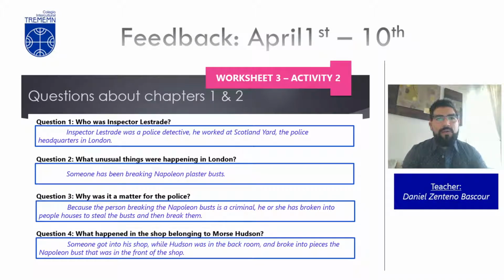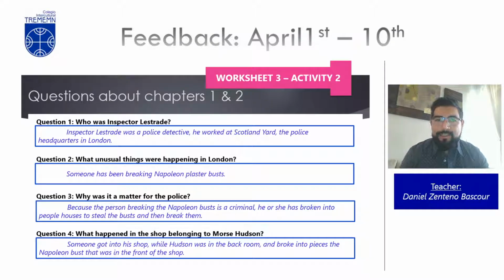Question 1. Who was Inspector Lestrade? Inspector Lestrade was a police detective. He worked at Scotland Yard, as I said, the police headquarters in London. So probably he was a very important detective from the police.